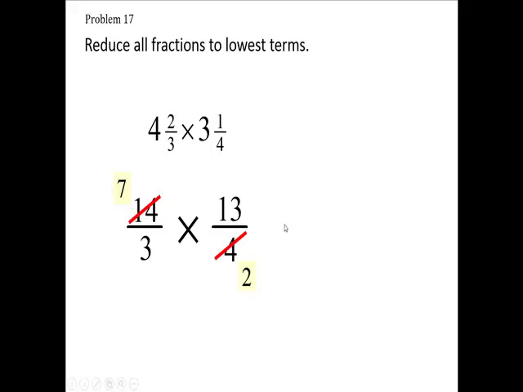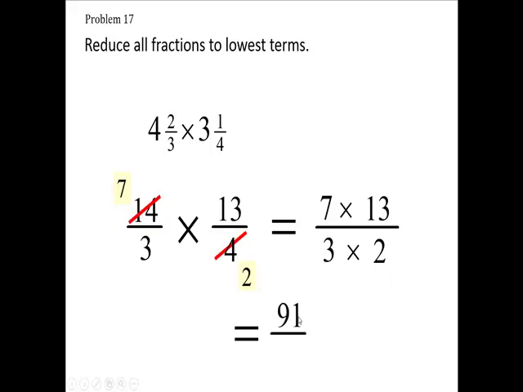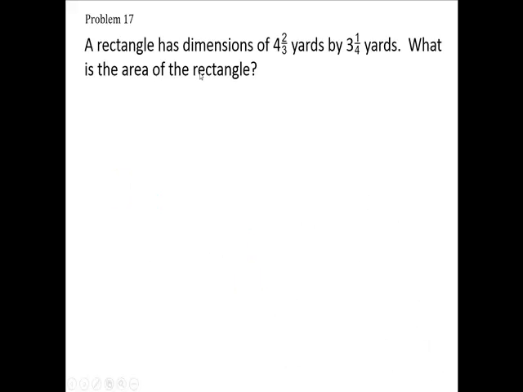So for the area, I'm going to have a fraction. The numerators are 7 times 13. The denominator is 3 times 2. So you're going to get 7 times 13, which is 91. 3 times 2 is 6. And if you divide this, it's going to go 15 times evenly with 1 left over. So you have 15 and 1/6. This is the area. So when we ask what is the area, we would say 15 1/6 square yards. Okay? Now moving along to the perimeter problem.